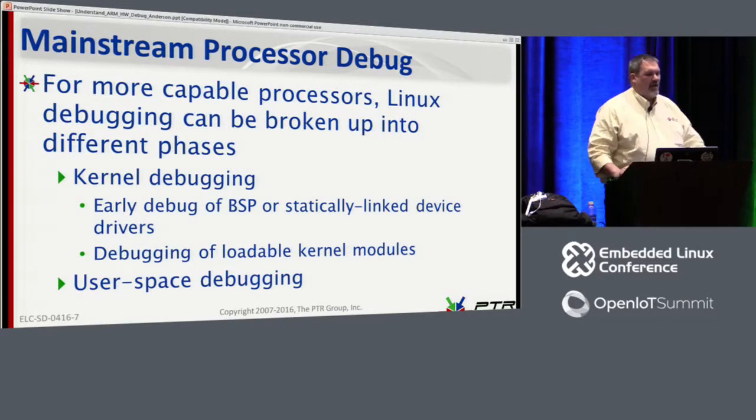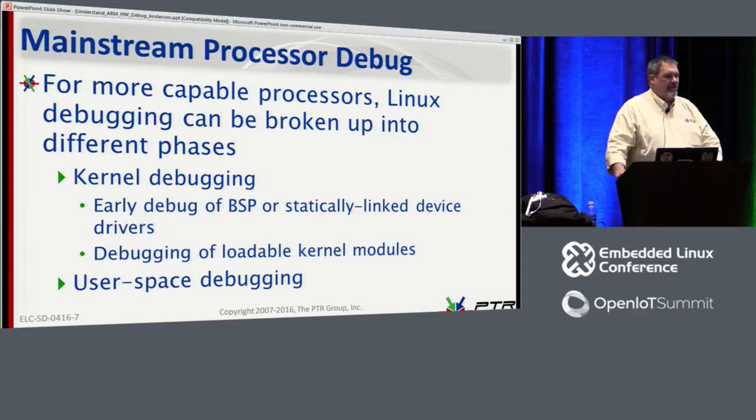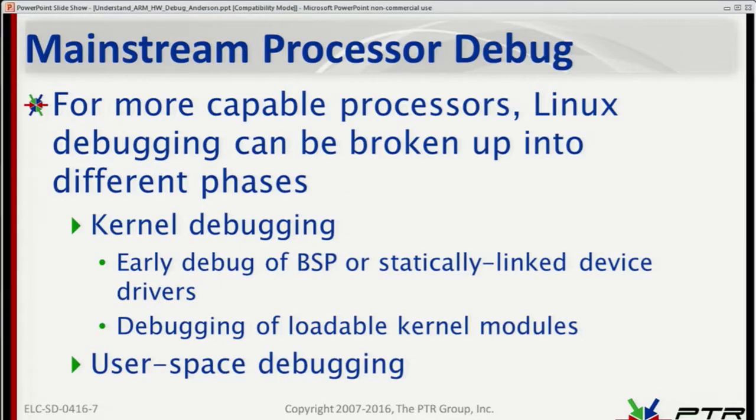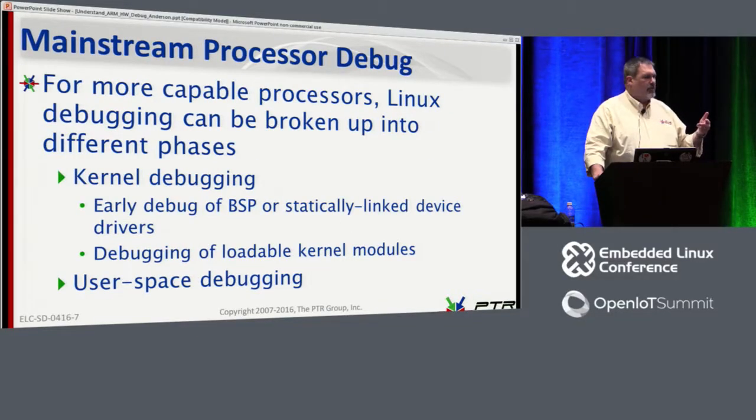On the mainstream side, especially when we're dealing with Linux, we see the debugging piece is really broken into two different phases. We have kernel debugging and we have user space debugging. In the kernel debugging, we have two pieces in there as well. We have early debug of the BSP, or statically linked device drivers. This is going to be really early in the boot cycle. You're not going to have access to a lot of resources at that point in time. The second piece is debugging of loadable kernel modules.